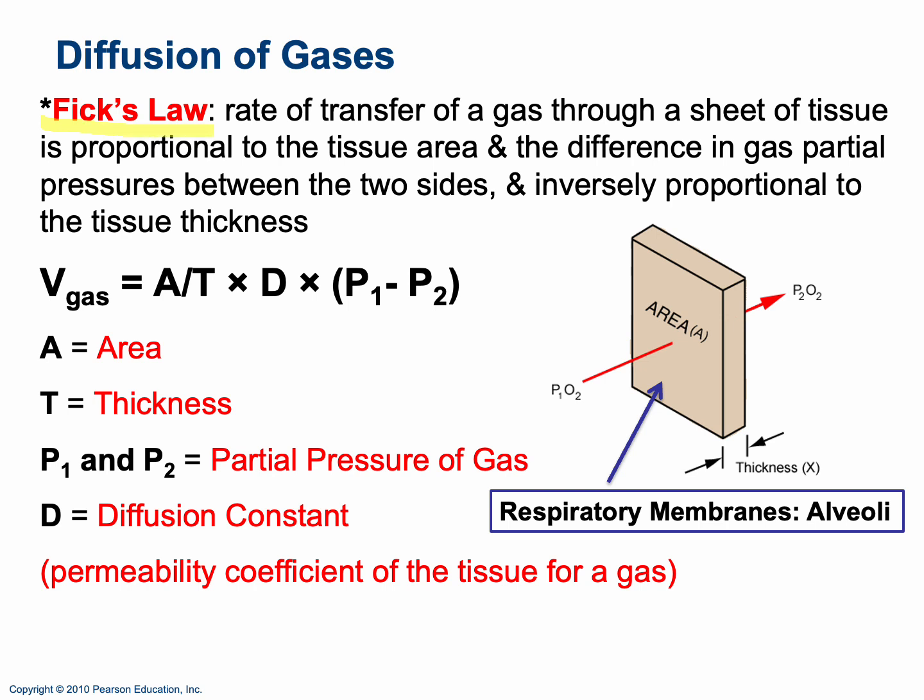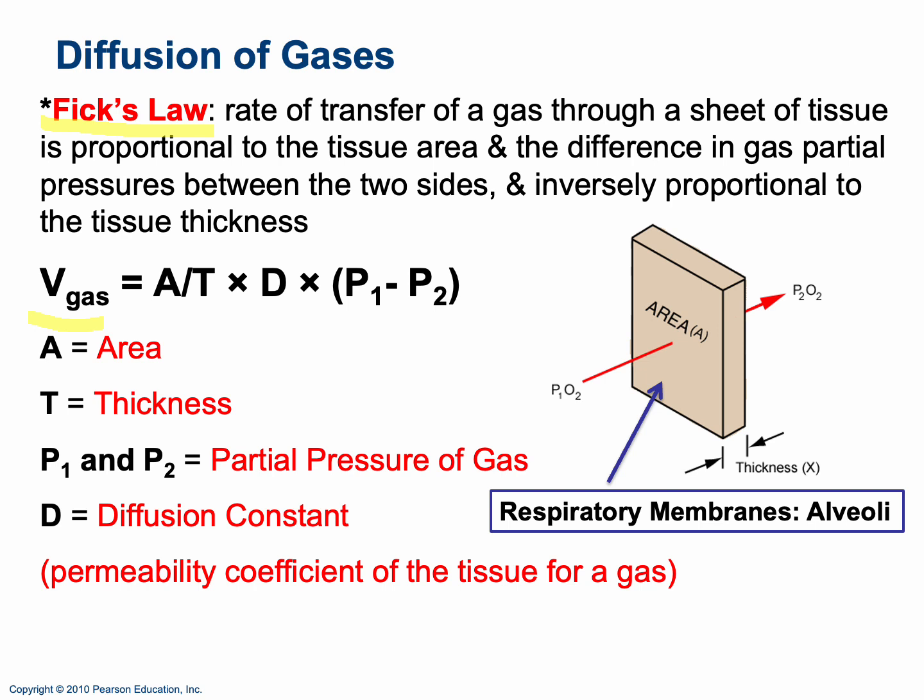So Fick's law looks at the rate of transfer of a gas through a sheet of tissue is proportional to the tissue area and the difference in gas partial pressures between the two sides, and inversely proportional to the tissue thickness. Which I'm sure you're thinking is, oh boy, Chris, this is a mouthful. All right, here's our equation.